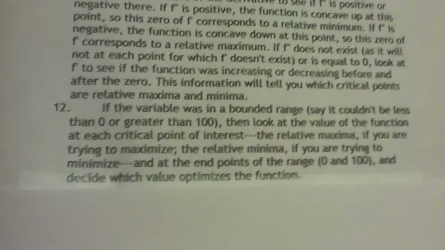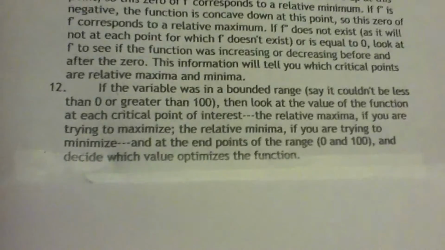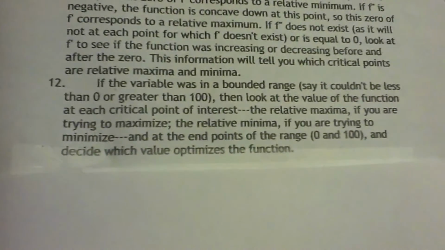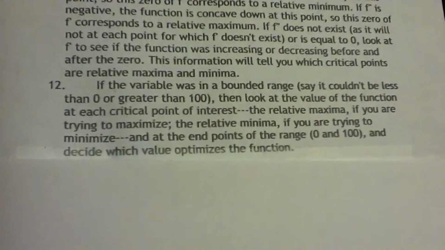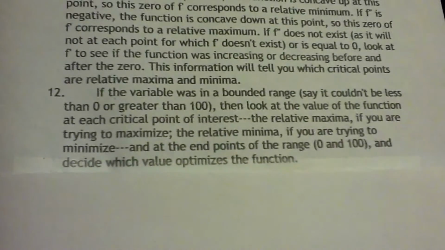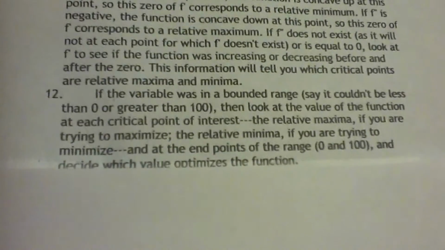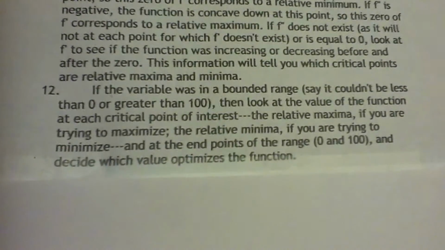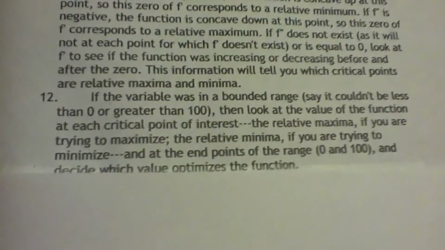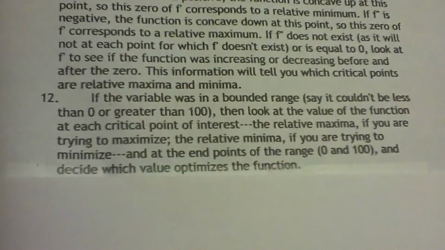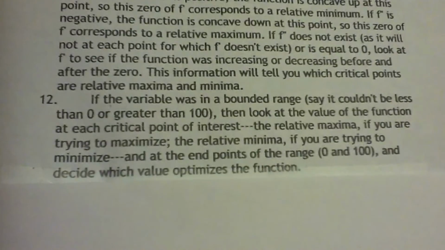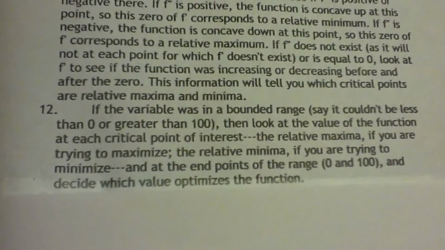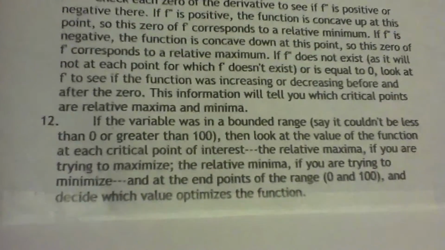And finally, if the variable was bounded, evaluate the function at each critical point of interest: the relative maxima, if you are trying to find the maximum, the relative minimum, if you're trying to minimize, and at the endpoints of the range, 0 to 100. You can then decide the variables that optimize the function.